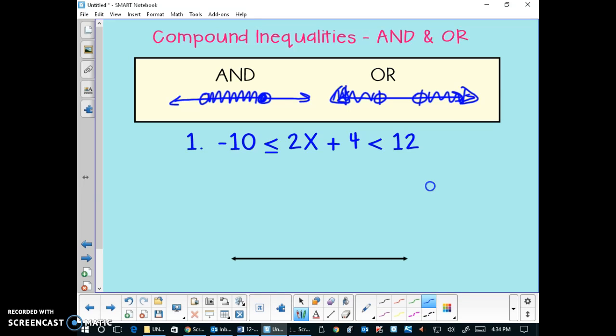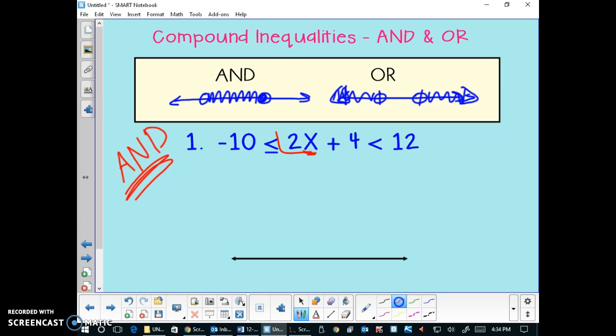Okay? So if we look at number 1, this has 3 pieces. Actually, it's 2 inequalities in one whole inequality. Do you see this? So we have this, and it's all connected. This tells you right now that this one is an AND, okay? So I know that it's going to be shaded in between. So our goal here is to get x by itself.